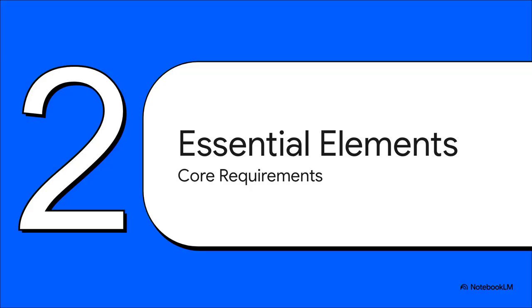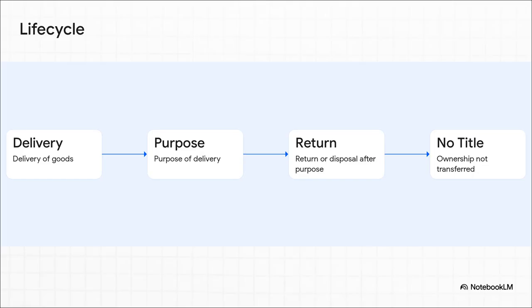Moving to our second synopsis heading, 2. Essential elements of bailment. I remind the class once again that writing a massive, unstructured paragraph will fetch you mediocre marks at best. Breaking definitions into clear, structural elements is how you secure maximum marks. Observe the strict life cycle of this contract. Step 1. Delivery of goods. Step 2. Purpose of delivery. Step 3. Return or disposal after purpose. Step 4. Ownership not transferred. These bullet points enforce the chronological progression of a bailment contract for the evaluator.